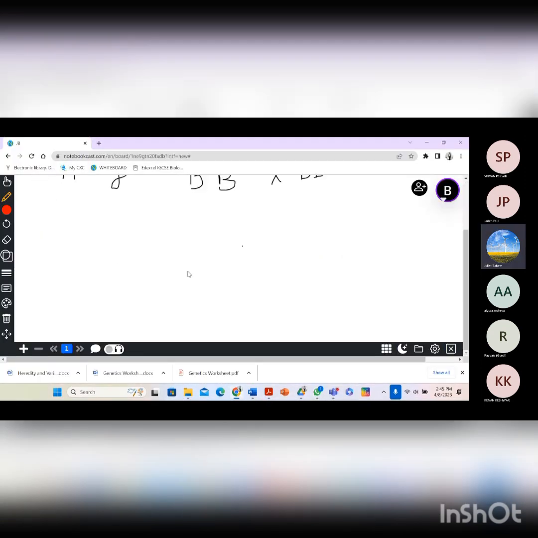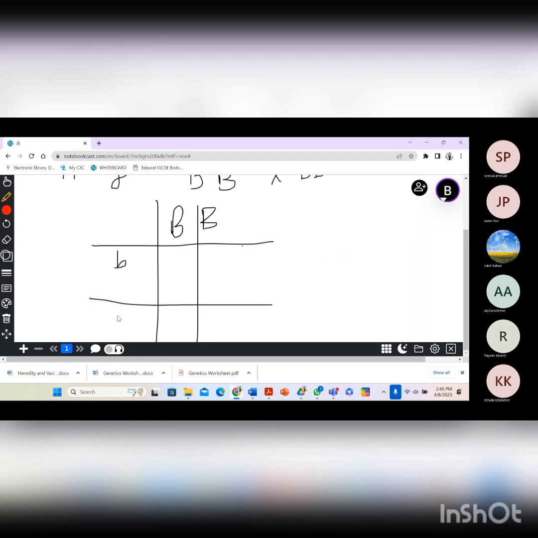So the next step is your Punnett square. So you put B, and then you put your small b. All right, so big B by small b. Then we have big B by small b again. And then again here, by now you should know to cross it. And then we have it.